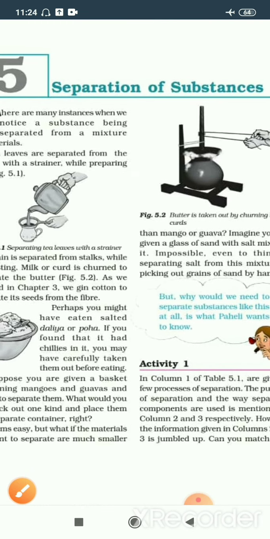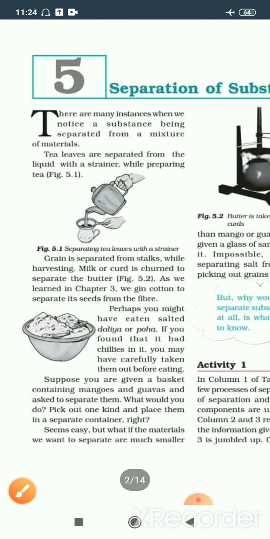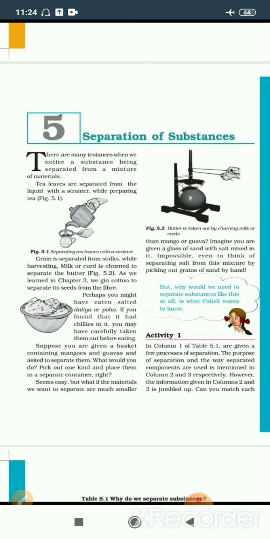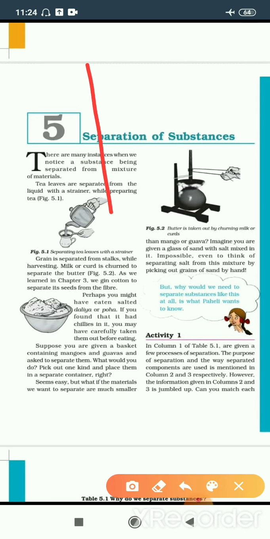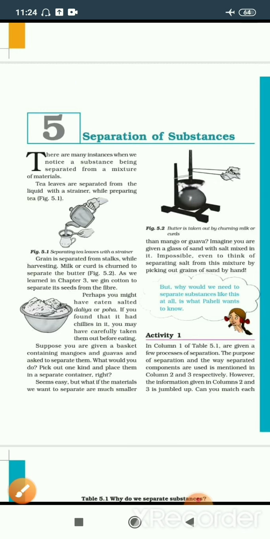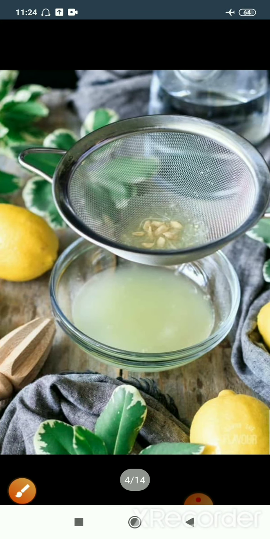Now, grain is separated from stalks while harvesting. Again, this example we had seen earlier. If we talk about the long stalks, and when we are supposed to separate the grains from the stalk, at that time we just need to follow the process of harvesting. So let's see how harvesting is used.